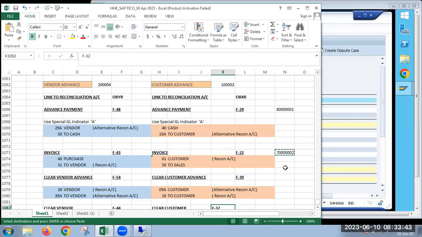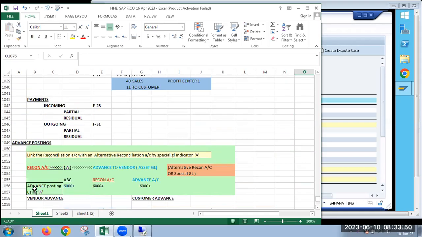Any question on this? Customer advance or even vendor advance? Any question, Harish? No, sir.